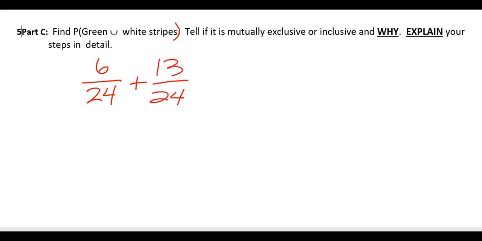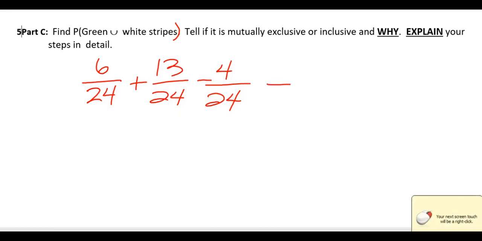And then we need to figure out how many of the green had white stripes. So that's 4. So that's what we're going to subtract. Remember, we're talking about how many were green? That's the 6 over 24. How many were white? That was 13 over 24. And then how many were both green and white stripes? That's what we're always going to subtract, the overlap. So when we do this, we get 15 over 24, and we can reduce that to 5/8.